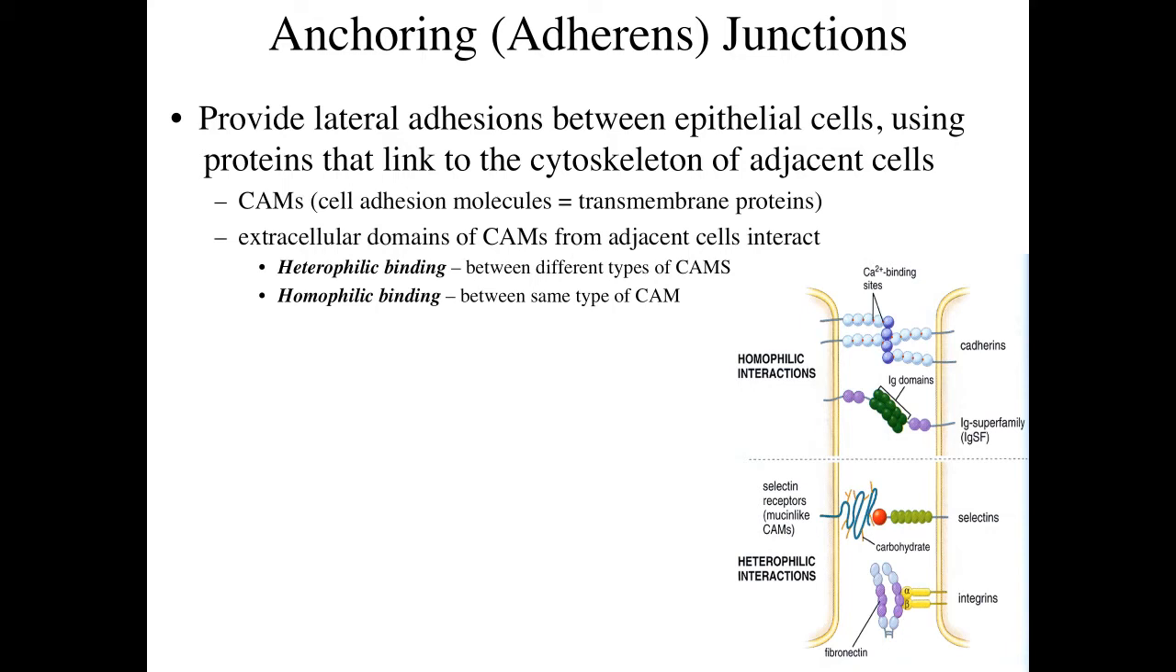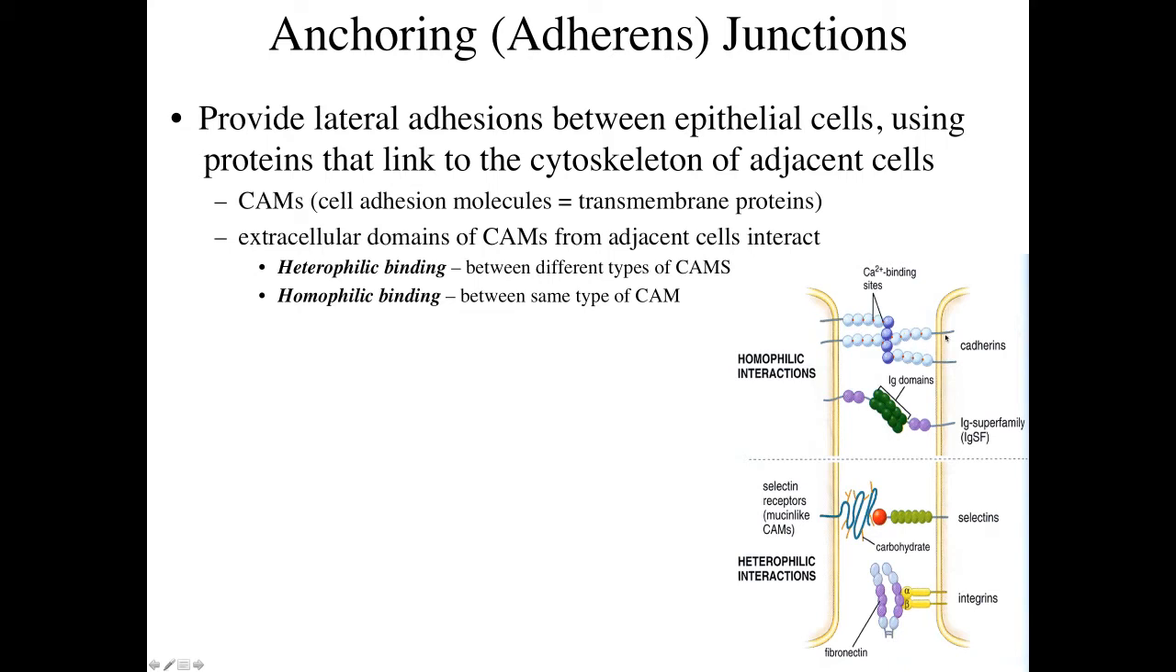There are various cell adhesion molecules, which are transmembrane proteins that are found on the extracellular domains of the membranes. The intracellular domains of these cell adhesion molecules bind onto the cytoskeleton in cells. Heterophilic binding would be binding of different types of cell adhesion molecules from one cell to another. So one cell adhesion molecule in this cell binds onto a different cell adhesion molecule in that cell. That's heterophilic binding as opposed to homophilic binding.